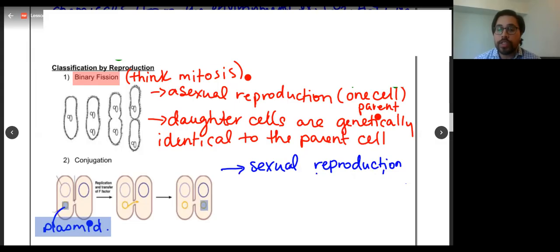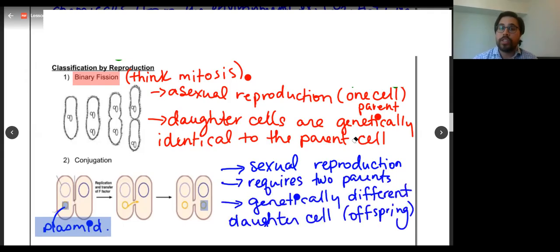And as a result of its transference, and as a result of it being shared with another cell, we consider it sexual reproduction, because technically there are two parents, right? Two parents that are genetically different, and they create an offspring that is also genetically different. And so that daughter cell that has a different genetic sequence after the fact makes it sexual reproduction.